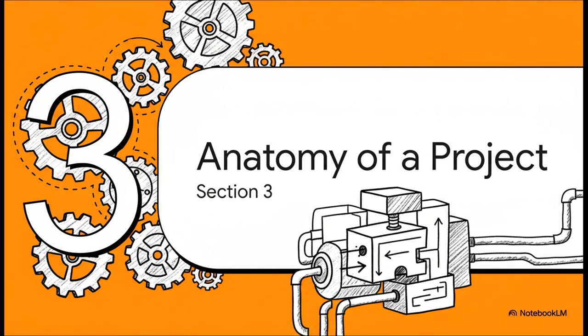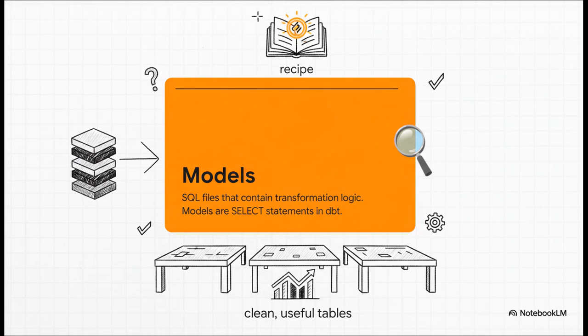Okay, so how does it actually do all that? Let's pop the hood and take a look at the anatomy of a DBT project. We'll break down the core building blocks. So first up, we have models. And don't let that name scare you. It's not as complicated as it sounds. A DBT model is really just a single SQL file. And inside that file is a single select statement. That's it. Just think of each model as one small, logical step in your data transformation, like one recipe for creating one clean, useful table.